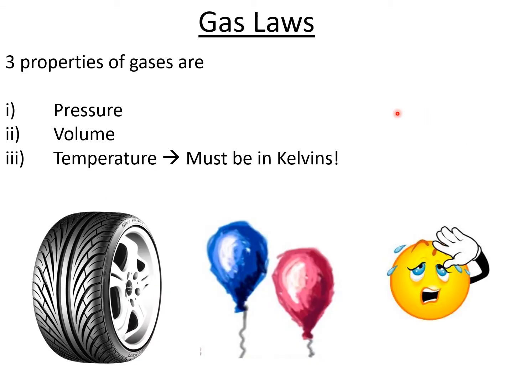Now, for the gas laws, there are three properties we're going to look at. Number one is pressure, number two is volume, and number three is temperature, which must always be in units of kelvins. Here's a visual aid: you can talk about the pressure in a car tyre, the volume in a balloon, and the temperature of that emoji who's obviously sweating hot. The key thing about this topic is we're going to be looking at the relationships between these quantities, so there are going to be equations, calculations, and experiments as well.